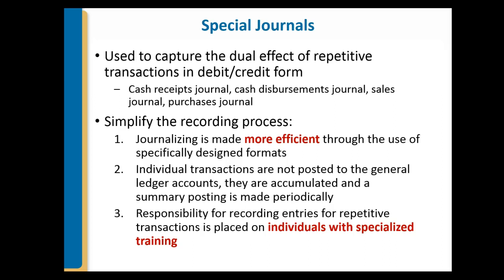These special journals simplify the recording process in the following ways. They journalize the effects of a particular transaction, making it more efficient through the use of specifically designed formats. Individual transactions don't get posted to the general ledger accounts, but get accumulated in these special journals, and then the summary of that special journal gets posted on a periodic basis. The responsibility for recording journal entries for the repetitive types of transactions is placed on individuals who have specialized training on handling those types of transactions.